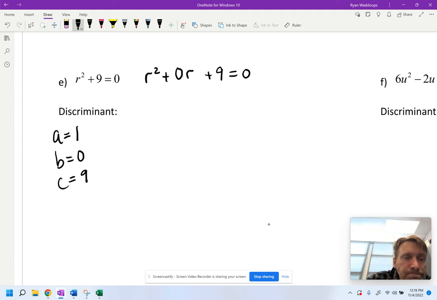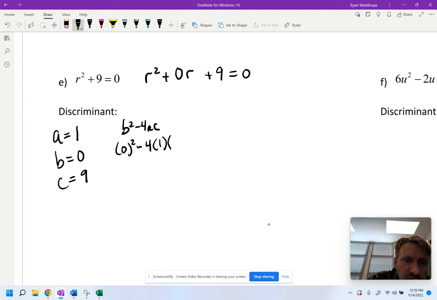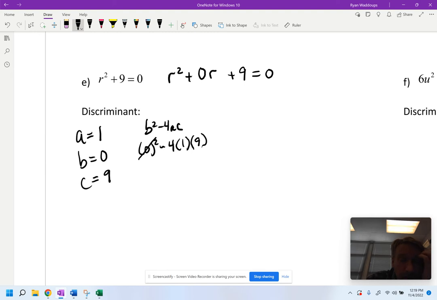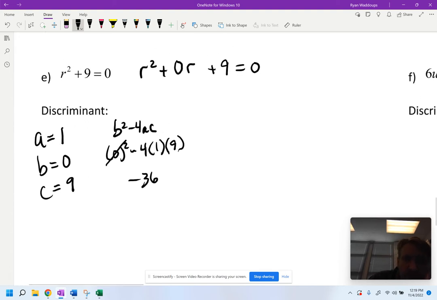And so my discriminant is b squared minus 4ac, and b is 0, so that's 0 squared, minus 4 times a, which is 1, times c, which is 9. And 0 squared is just 0, it cancels that. Minus 4 times 1 times 9 is negative 36.